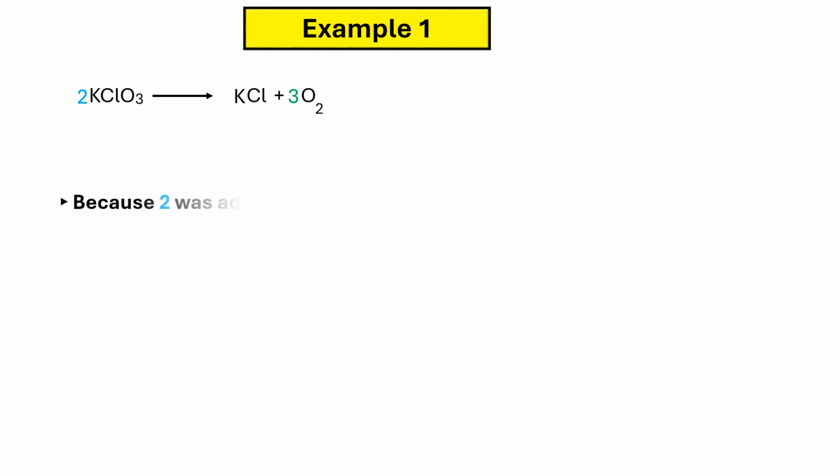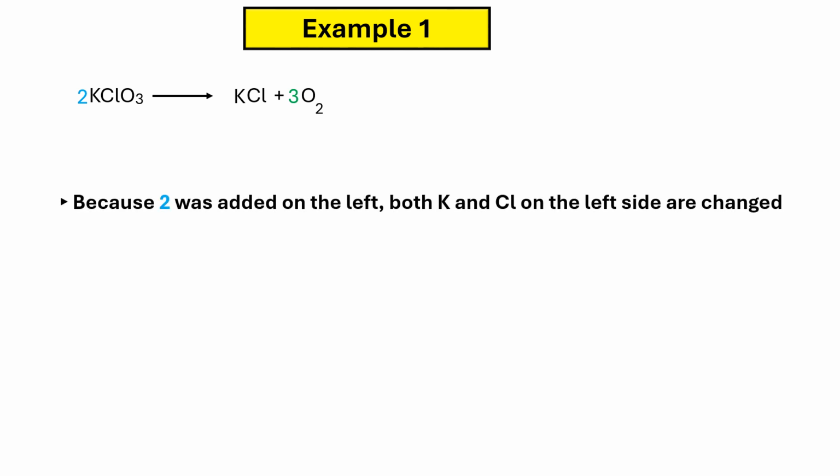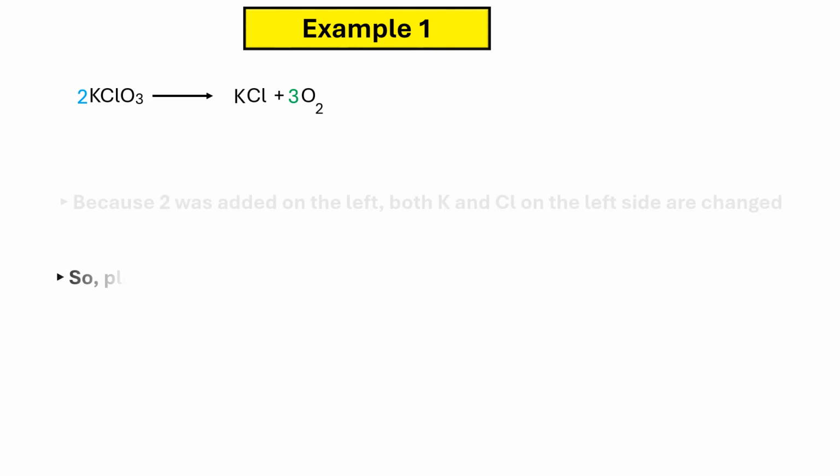Now, because we placed a 2 in front of potassium chlorate, potassium and chlorine are no longer balanced. So we need to adjust that. We should place a 2 in front of potassium chloride on the right side of the equation so we can balance everything out. So there it is. We place a 2 in front of potassium chloride. So now everything should be balanced.